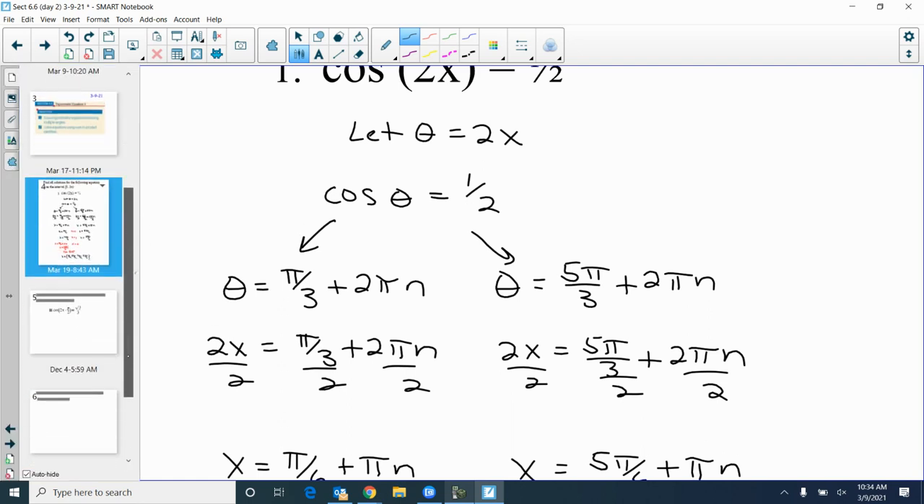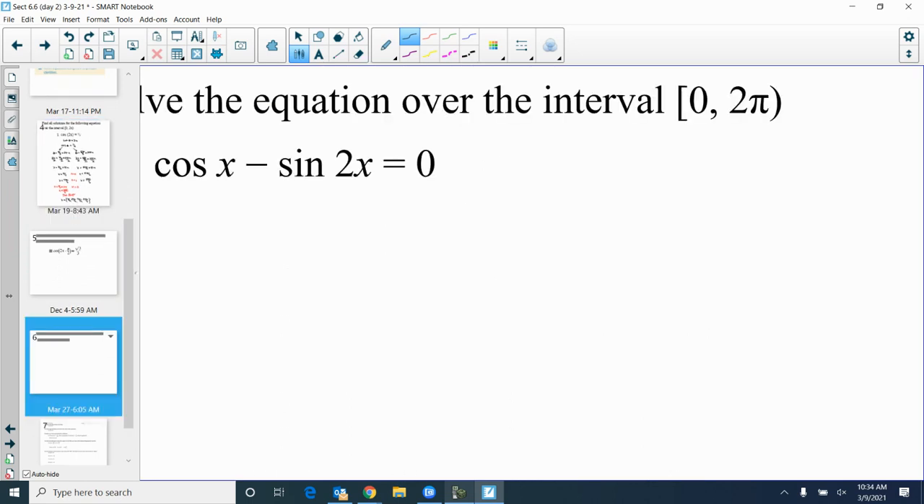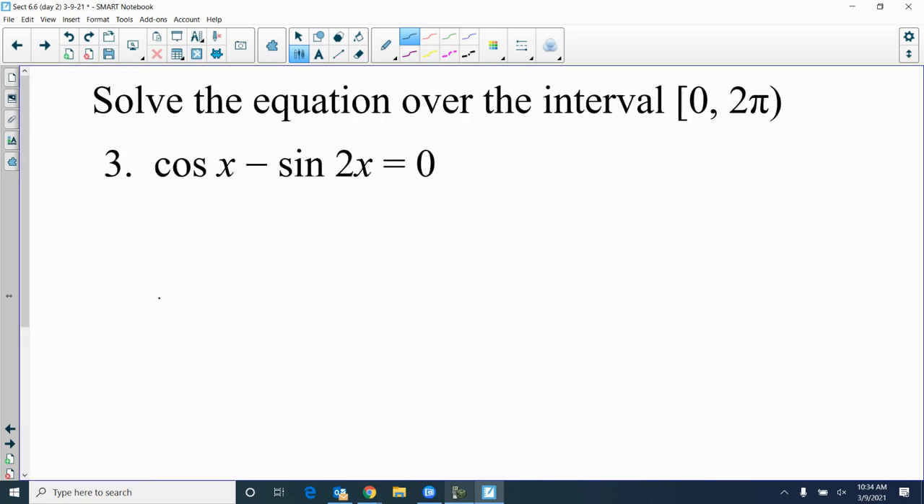All right, I want to take a look at one more. I know it says 3, but we'll make it a 2. Cosine of x minus sine of 2x equals 0. Now, I can't necessarily do what I just did on that last one because I got another cosine of x. So you want to take identities and try to get it in terms of just x.